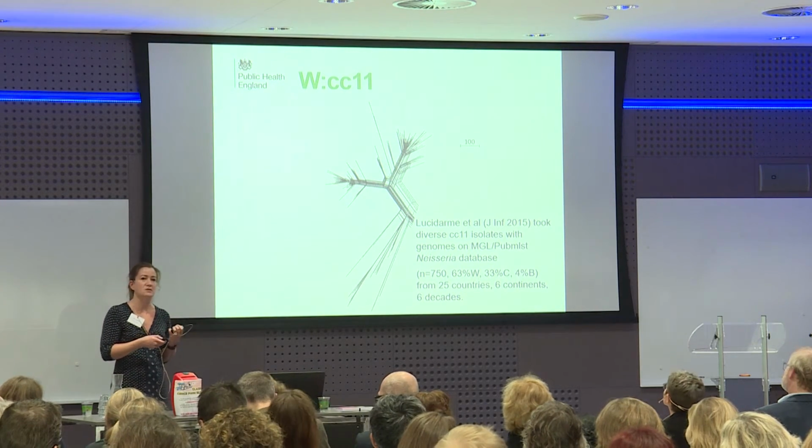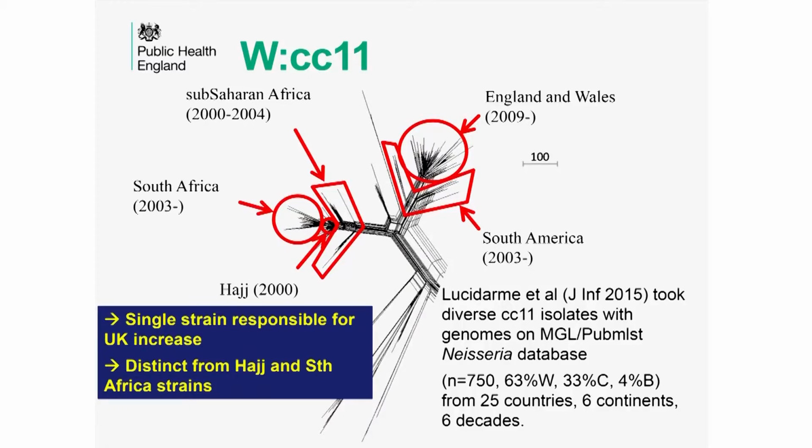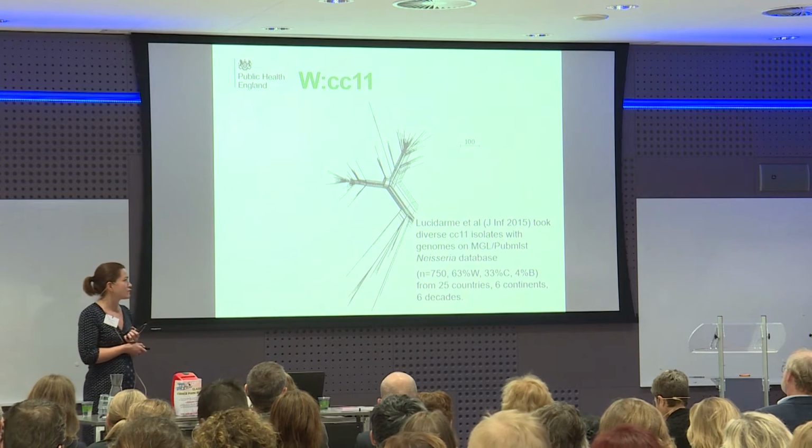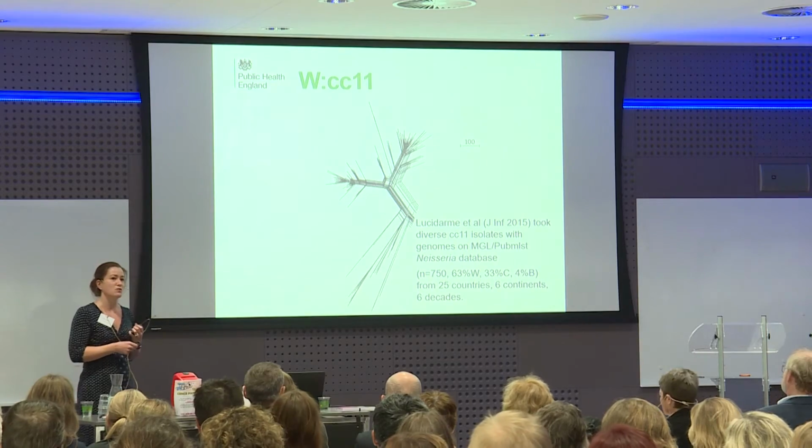So this group took diverse CC11 isolates with genomes that were published on the Meningitis Research Foundation meningococcal genome library. This was set up to make these genomes widely available for this type of work. They looked at 750 isolates from W, C and B capsular groups from 25 countries across 6 continents over 6 decades. It was a big piece of work. And they focused on around 1,500 gene loci, which you would expect to see in the majority of organisms. So these are considered core genes.